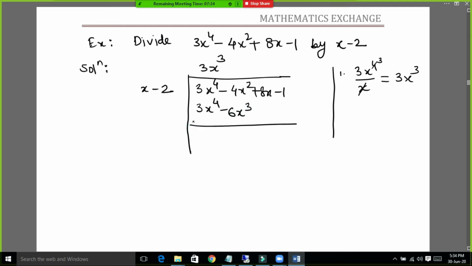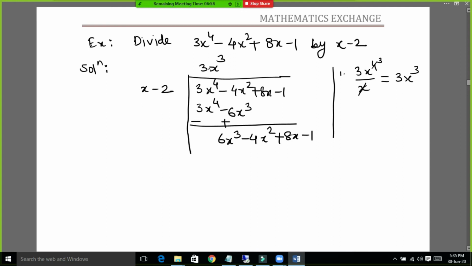Now change the sign, minus becomes plus. Now obviously this 3x to the power 4 and minus 3x to the power 4 get cancelled over here. Now in the given dividend polynomial we don't have an x cube term. So obviously this minus 6x cube will not get subtracted with any other term, but due to the change of sign it is 6x cube. Now write down all the other remaining terms as they are, that is minus 4x square plus 8x minus 1.